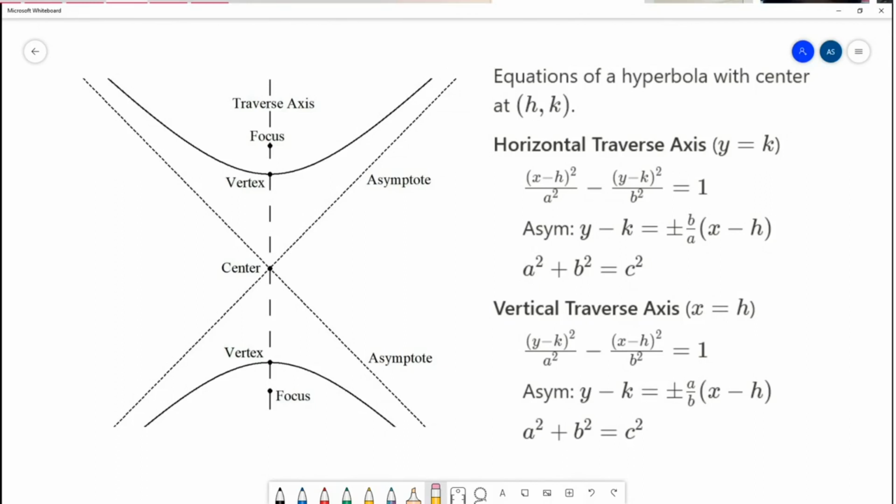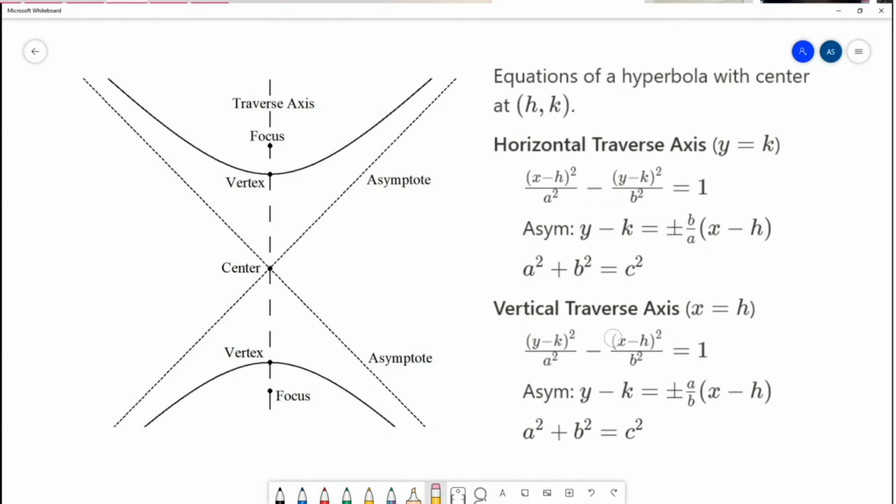So over here I have some equations of hyperbola, and remember I said we're going to focus on a horizontal transverse axis and a vertical transverse axis. So the picture I'm showing you here is a vertical transverse axis. So that transverse axis is the equation x = h. And the equation is (y - k)^2 / a^2 - (x - h)^2 / b^2 = 1. So there are a lot of different variables there. So let's take a look at what these mean.